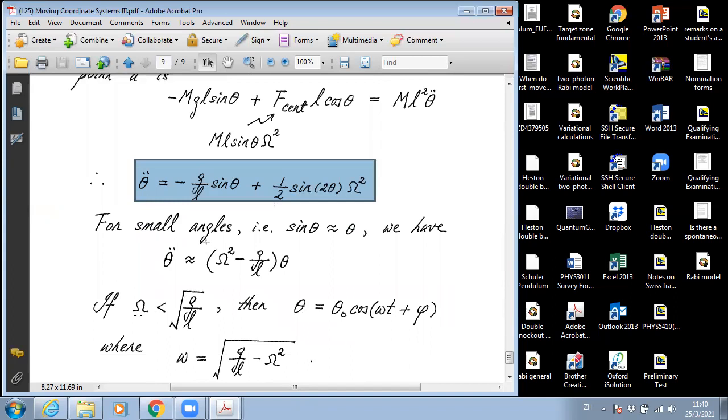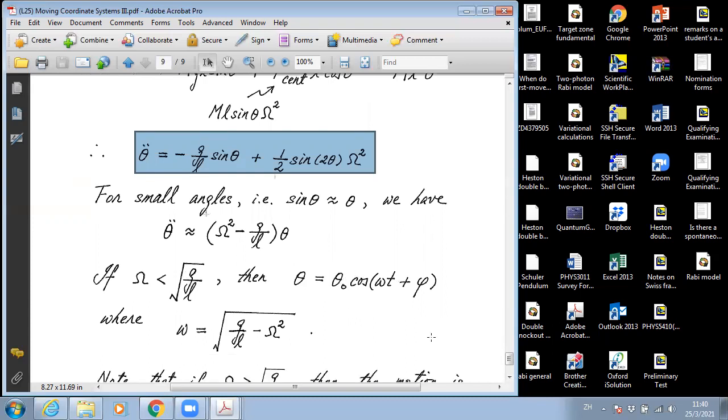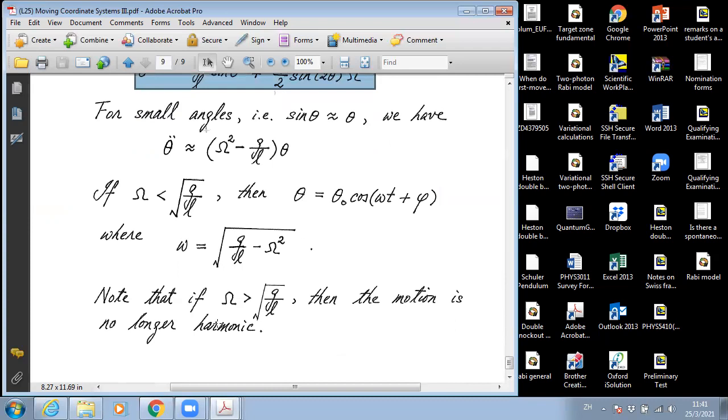So if the rotational frequency is less than the natural frequency of the pendulum, then this is the answer, right? And this small omega is the net, or the effective, natural frequency of this pendulum. If the capital omega is larger than the natural frequency of the pendulum, then the motion is not harmonic anymore, right?